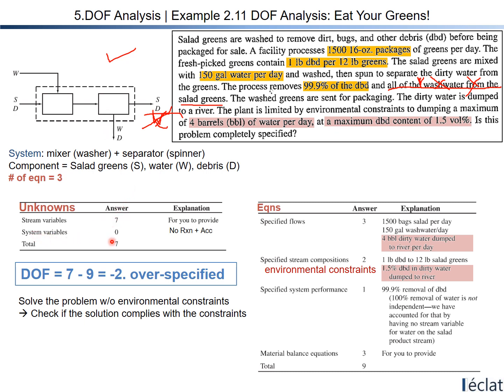How about system variables? You should count the reaction and accumulation. However, this is the steady state, so you don't need to have accumulation term, and there is no reaction because we are thinking about just mixer and separator. There are no reactor. So total number of unknowns is 7. The second thing we will count is the number of equations, or the restrict. We have already counted the number of material balance equation, which is 3.